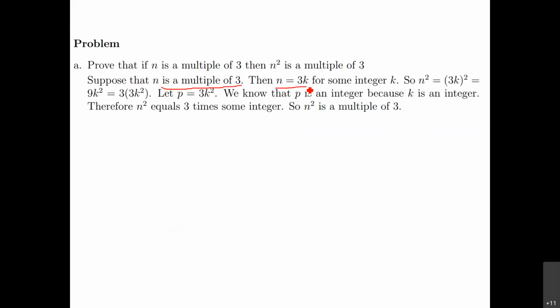Then n is 3k. There's no remainder here. There's no +1 or +2. It is a multiple of 3, so just 3k, for some integer k. It's important that you specify that k is an integer because it could belong to other things. n squared is just going to be 9k squared. You take 3 common, and there you go. So 3k squared can be an integer. Therefore, it is a multiple of 3.